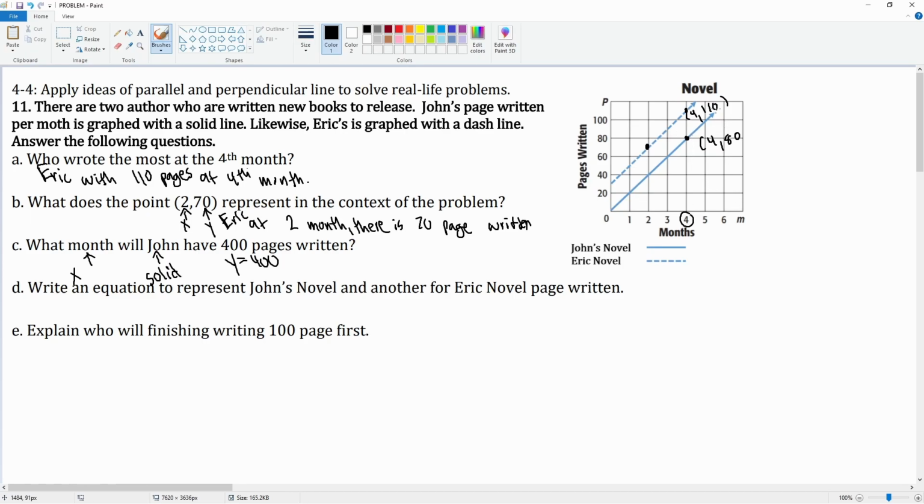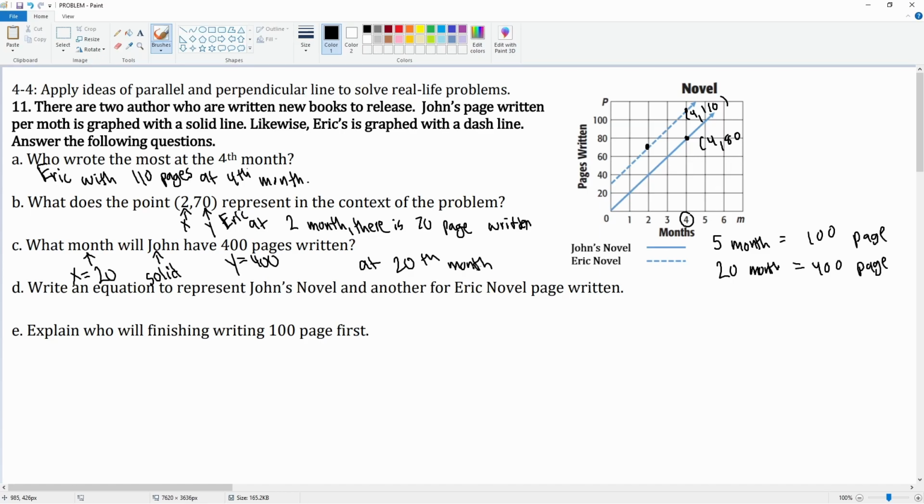So notice at the graph, at the 5th month for John, 5th month, he wrote how many pages here? 100 pages. So at 400 pages, we multiply everything by 4. So 5 times 4, it is 20. Okay, so we did a proportion here. So at the 20th month would be the answer. At the 20th month, John has written 400 pages.